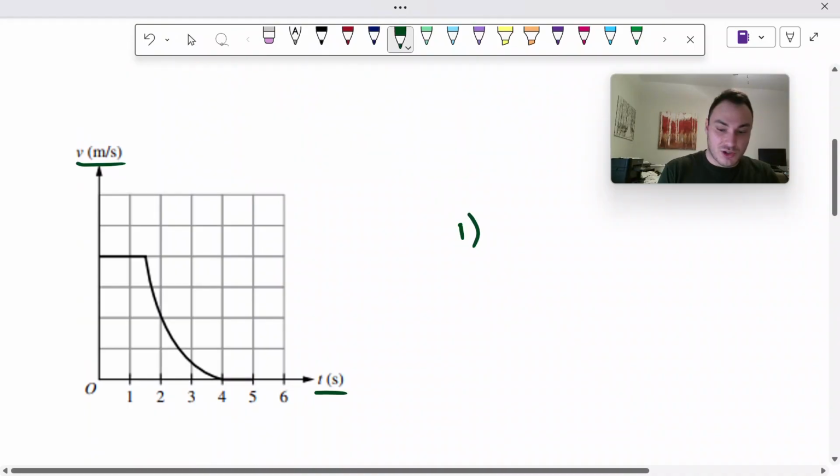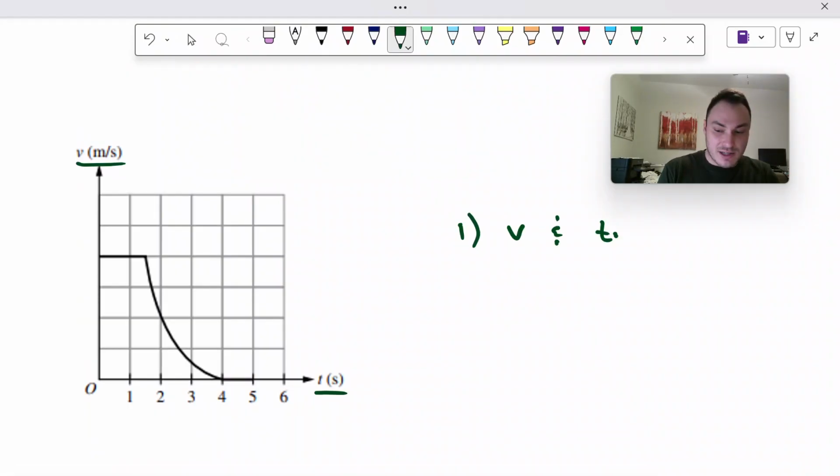Starting with just the curve itself, we can get velocity and we can get time. So maybe a question's just asking for the initial velocity. Well, the y-axis isn't labeled, but the initial velocity is right there. And maybe that's all we need from the graph. Maybe we just need the initial velocity to plug into a velocity equation or a momentum equation. I don't know. But we can get velocity and we can get time.